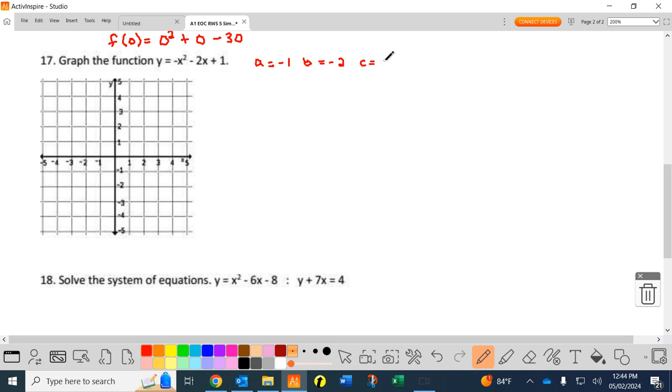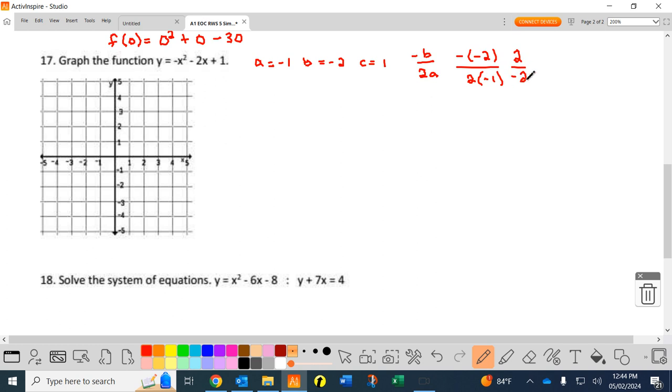Alright, we're going to need to use that vertex formula, which is the opposite of B all over 2A. That's going to be the opposite of -2 all over 2 times -1. Well, negative times a negative is a +2. And that's going to be -2. So that's going to be -1.